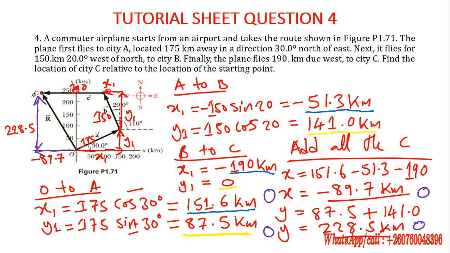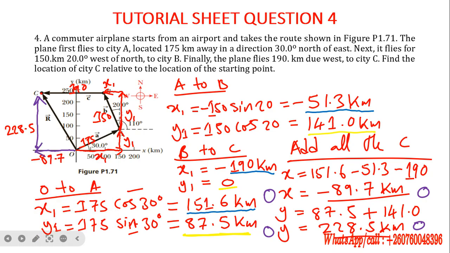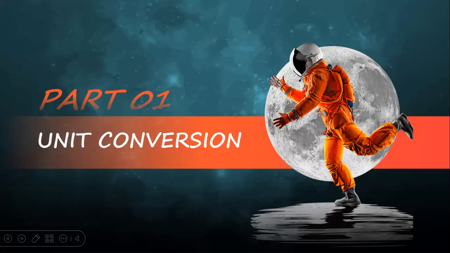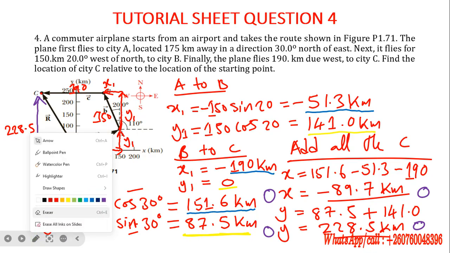To the north, 228.5 kilometers to the what? North. And then to the east, this direction here, which is a negative 89.7. Then from here you need to solve for the resultant magnitude, as well as your direction. Then you'll be done. As simple as that.